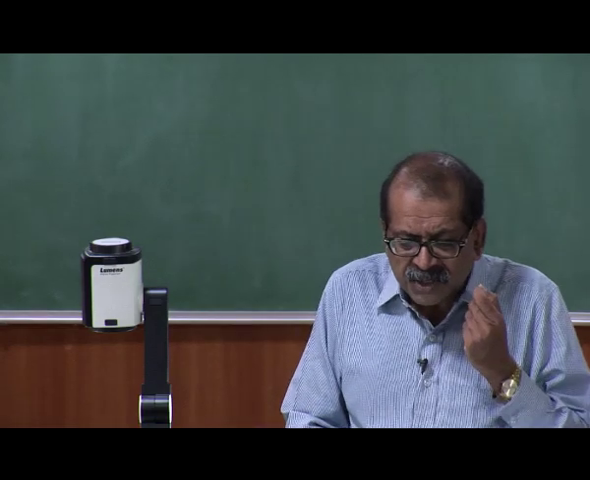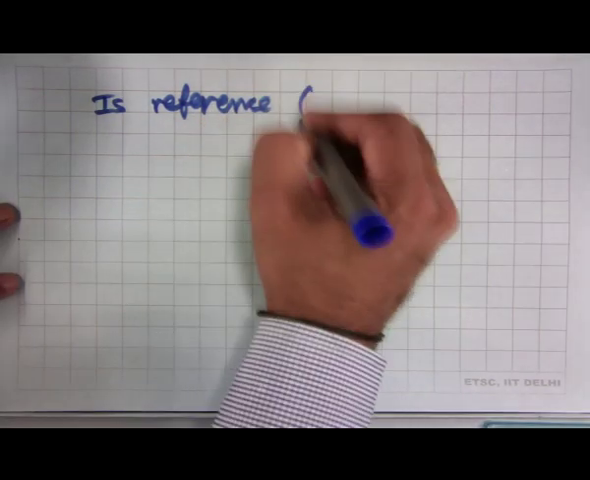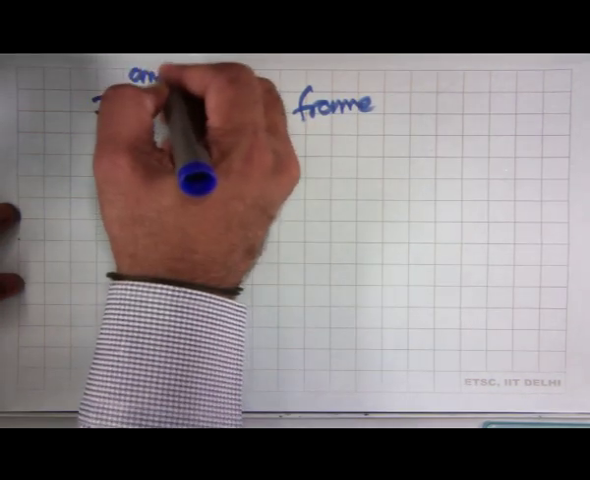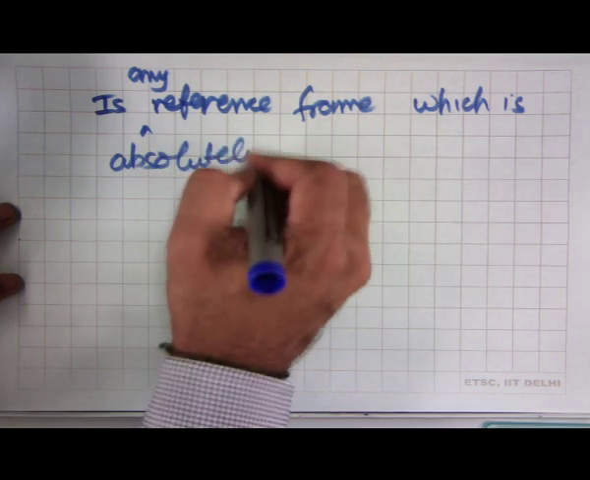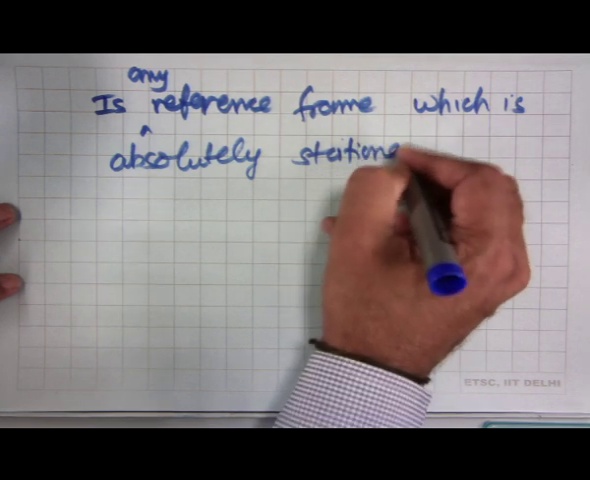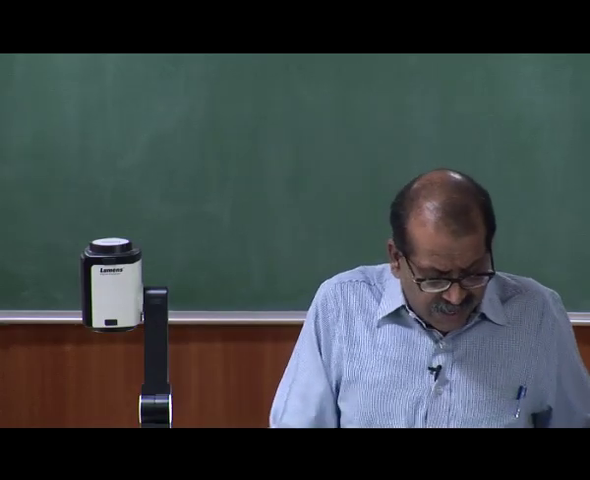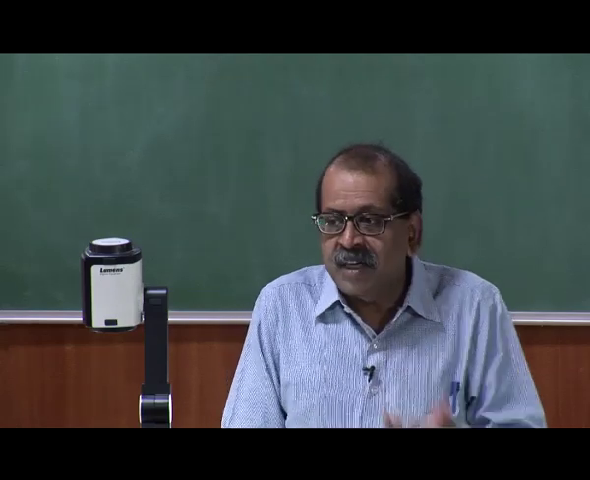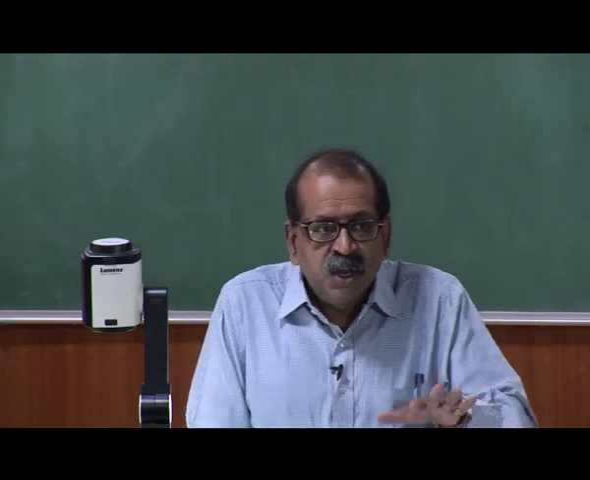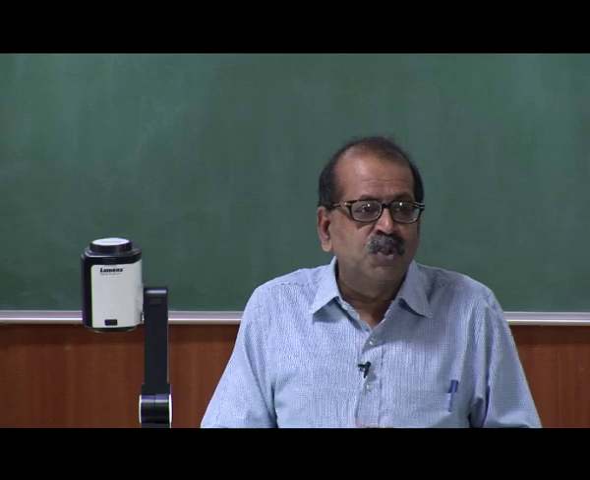Now, let us pause a bit and think about this. Is there any reference frame which is absolutely stationary? That means, can we find a reference frame which is not moving at all? In the example I took earlier, it seems that if I fix the coordinate axes to the ground, then in that reference frame nothing is moving, which may be good for some practical observations, but actually, the earth itself is rotating about its own axis.